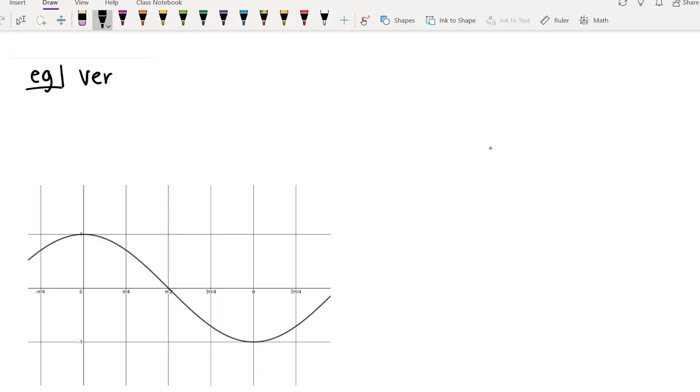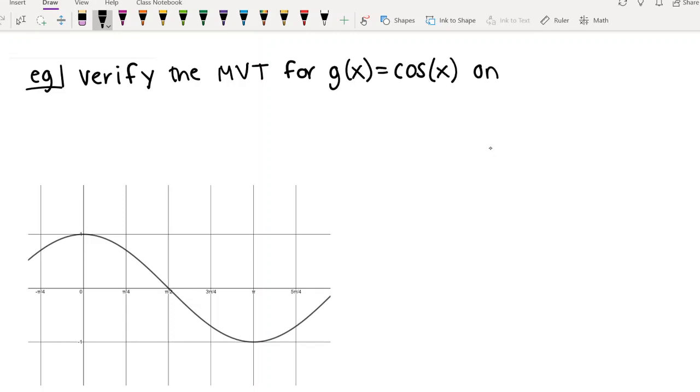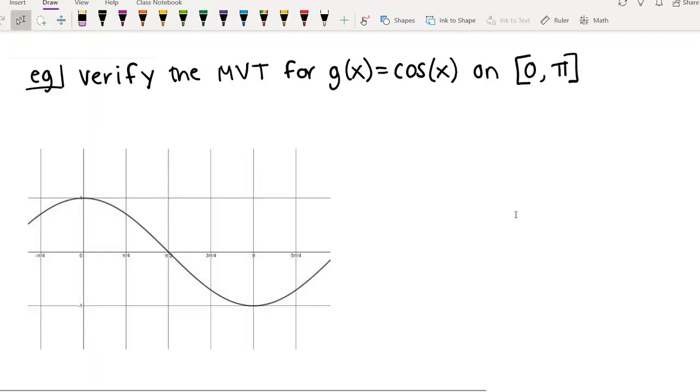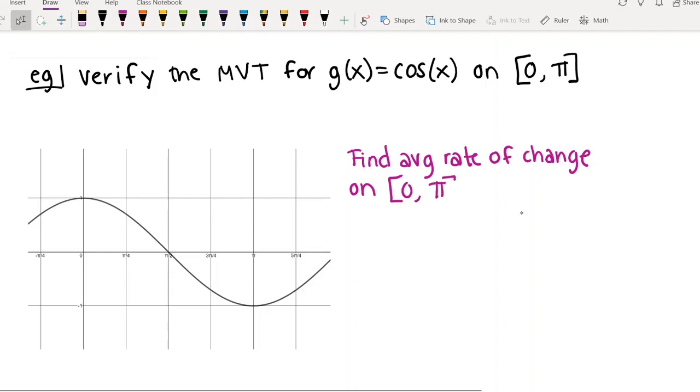Okay, so next one we're going to do is verify the mean value theorem for g of x is equal to cosine of x on the interval from 0 to pi. So our first step again is to find the average rate of change on the interval from 0 to pi, or the slope of the secant line.